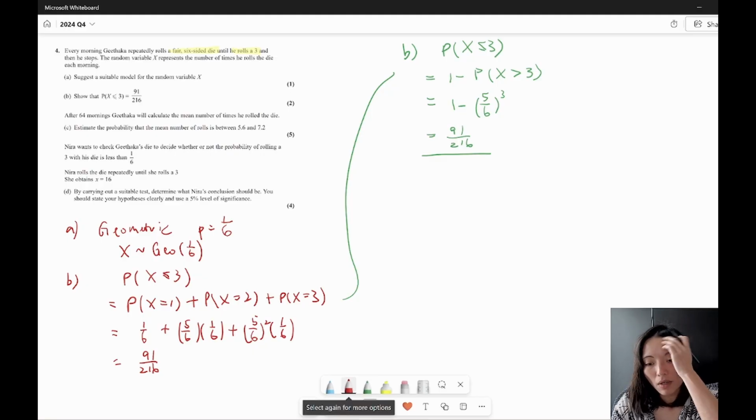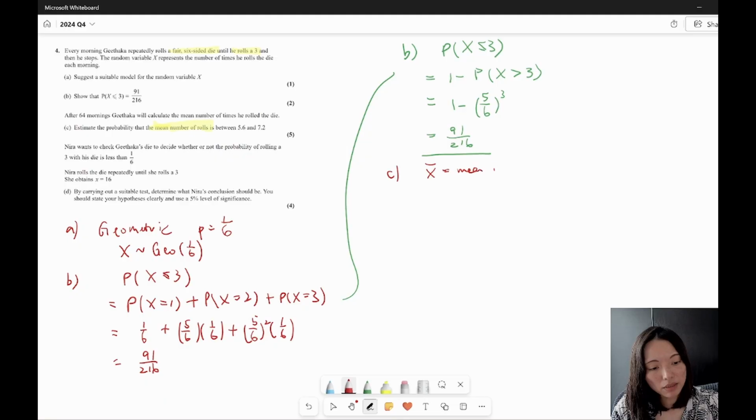Looking at part C. After 64 mornings, Jithaka will calculate the mean number of times he rolled the die. Estimate the probability that the mean number of rolls is between 5.6 and 7.2. So this is asking us to look at the mean number of rolls. Effectively, we need to use the central limit theorem because we want to look at the mean number of rolls, denoted by X bar.